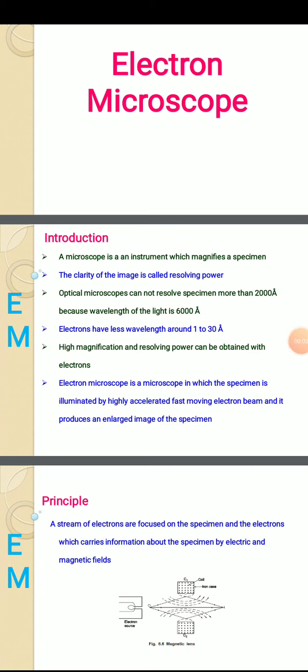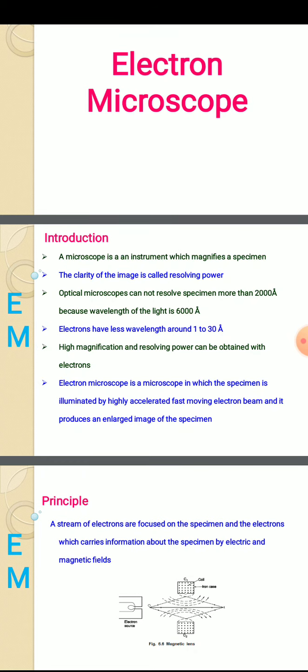Now we are going to see the topic electron microscope. The name itself we can understand: microscope. A microscope is an instrument used to view small objects in enlarged size. In our lab, we are using an optical microscope, because the source is an optical source. Instead of an optical source, if we use electrons, that is an electron microscope. The next level of the optical microscope is the electron microscope.